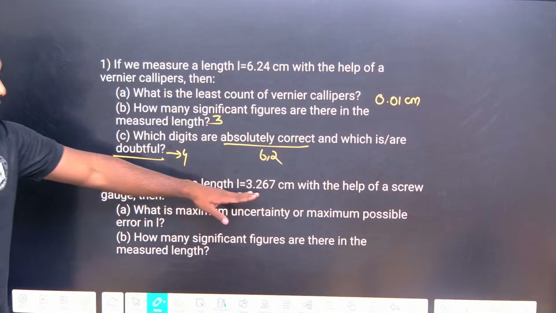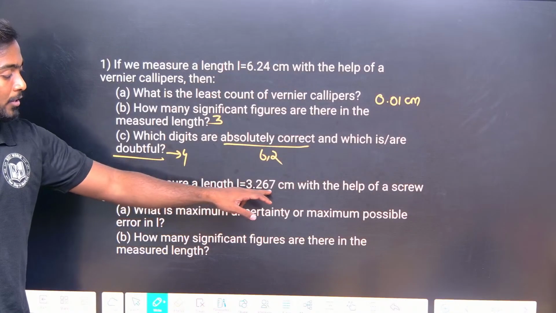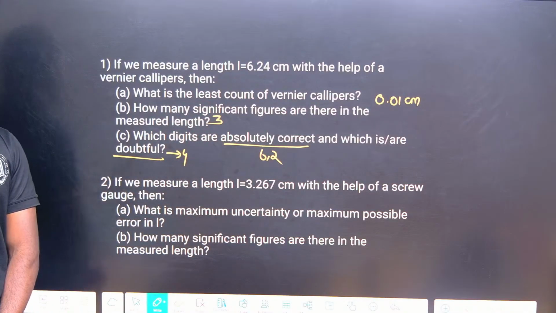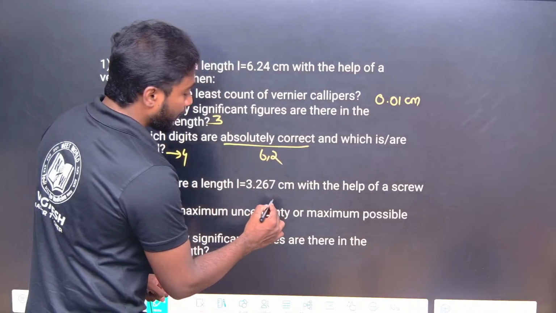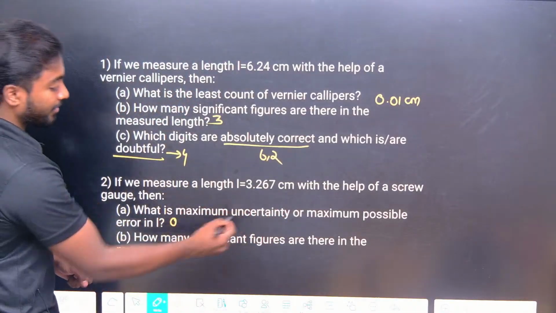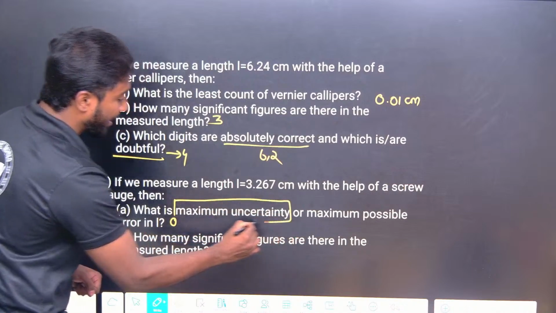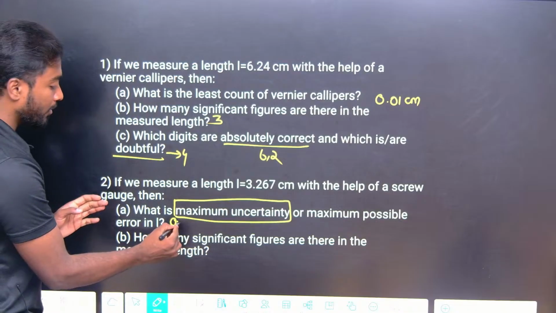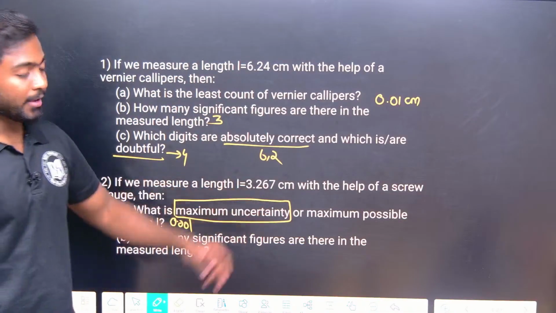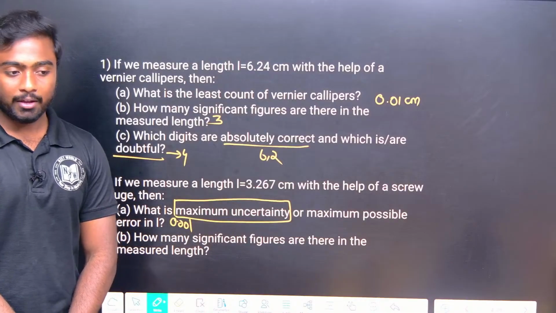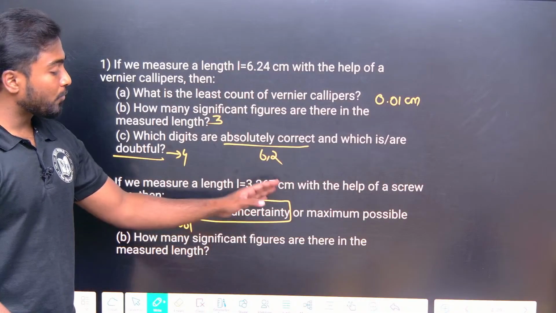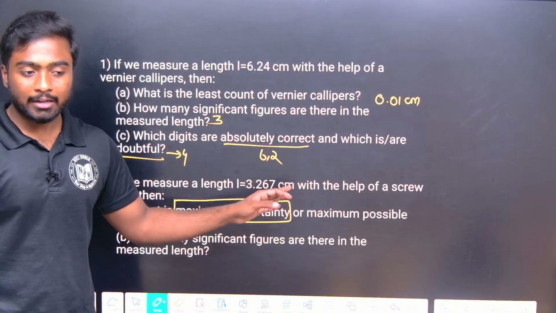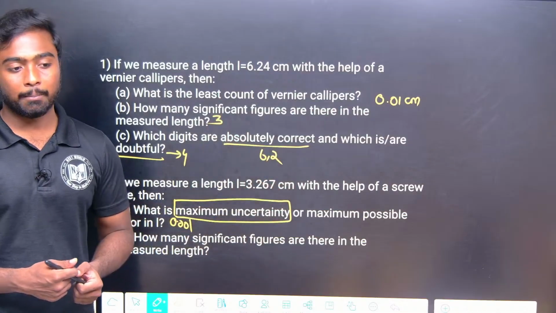So similarly, one more question I have taken, that is L equals 3.267 centimeter. So similarly, what is the least count for this? 0.001. So maximum uncertainty. One more word is maximum uncertainty, which is also least count. So how many significant figures now? 4 significant figures, right? So which are the absolutely correct and which are the doubtful numbers? 3, 2, 6 are correct numbers, absolutely correct, and 7 is the doubtful number.